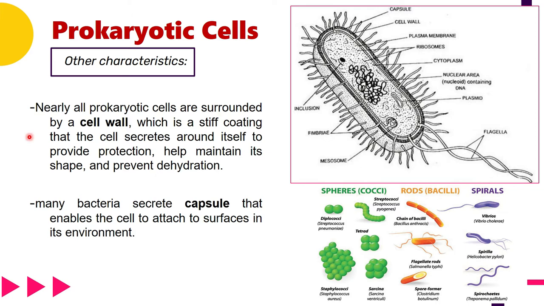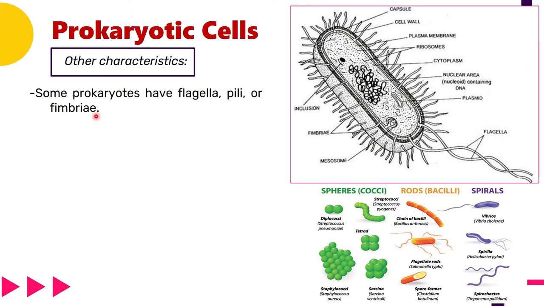Okay? So aside from the cell structures of prokaryotic cells, like the cell wall and capsule, that help prokaryotes to survive in their environment, there are other cell structures in some prokaryotes that would also help them survive in their environment. Okay? So some prokaryotes have flagella, pili, or fimbriae. Not all prokaryotes have those three, flagella, pili, and fimbriae. So some prokaryotes have flagella.